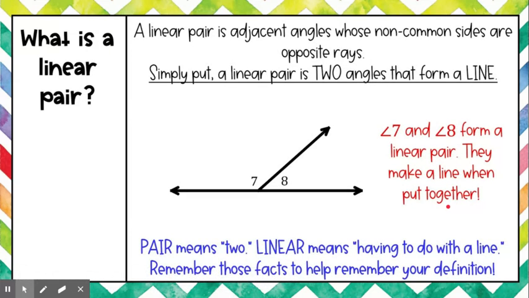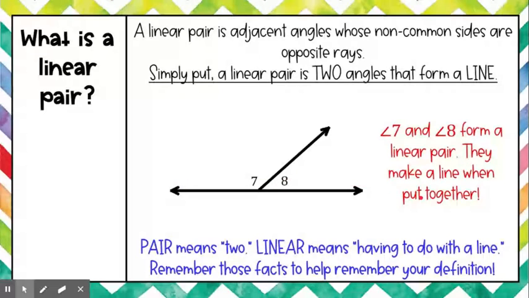So a linear pair. A linear pair is adjacent angles whose non-common sides are opposite rays. And so these two angles come together to form a line. So we have angle 7 here, which is an obtuse angle, and angle 8 here. And if you add this angle together right here on 7 and this little angle here on 8, they're forming a straight line.